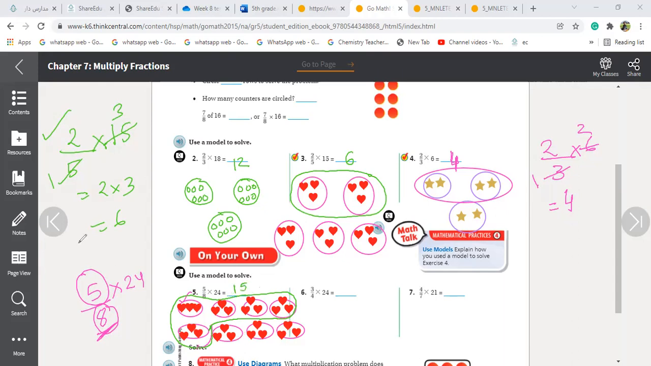Miss, why did you write 15? The other way to do this question is very simple. 5 times 24 over 8. 8 times 1 and 8 times 3. So 5 times 3 is left, that is 15. This is also an easy way.